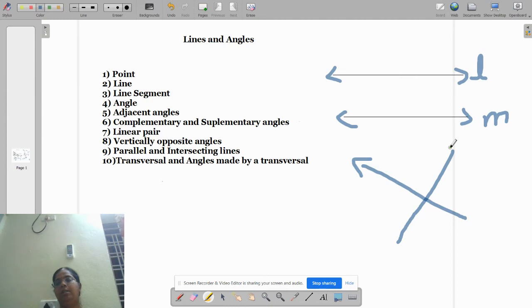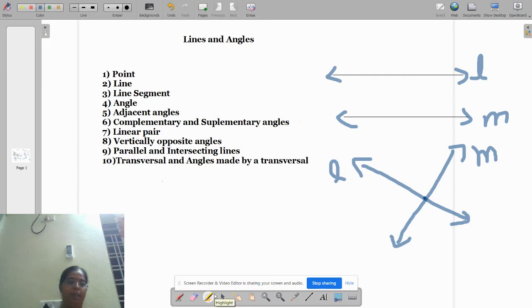When two lines meet at a point, see, this is L and M lines. They are meeting at one common point. Such lines are called as intersecting lines. The lines which do not meet at any point are called as parallel lines. The lines which meet at one point are called as intersecting lines.